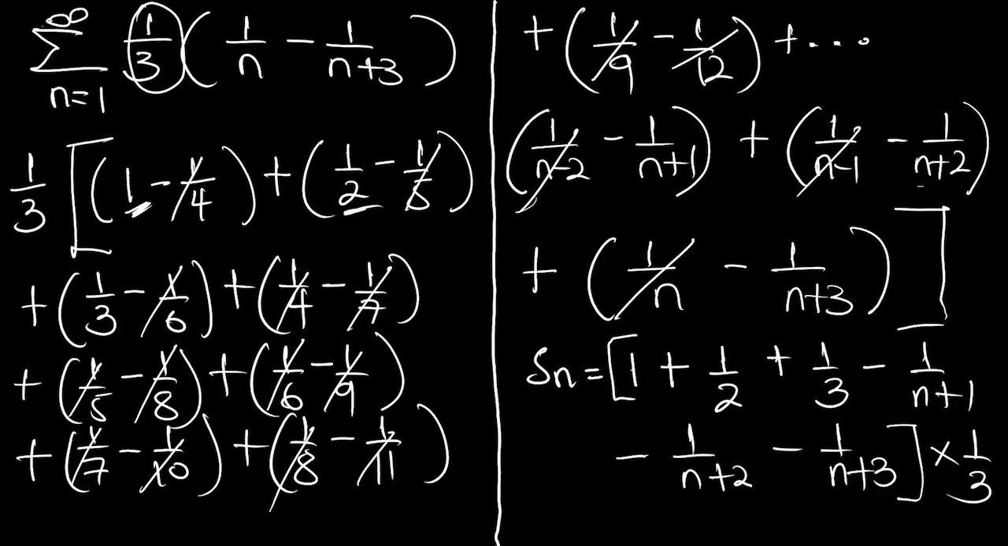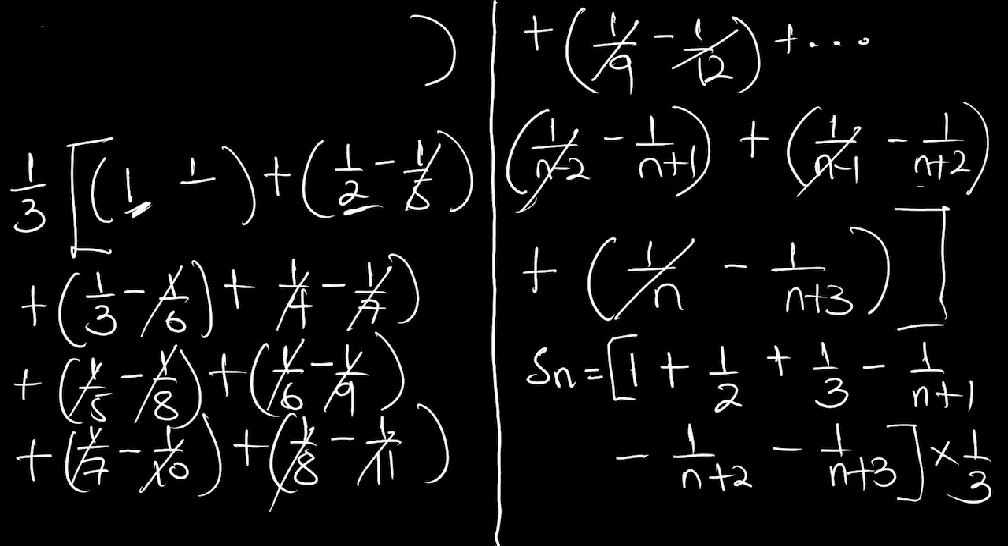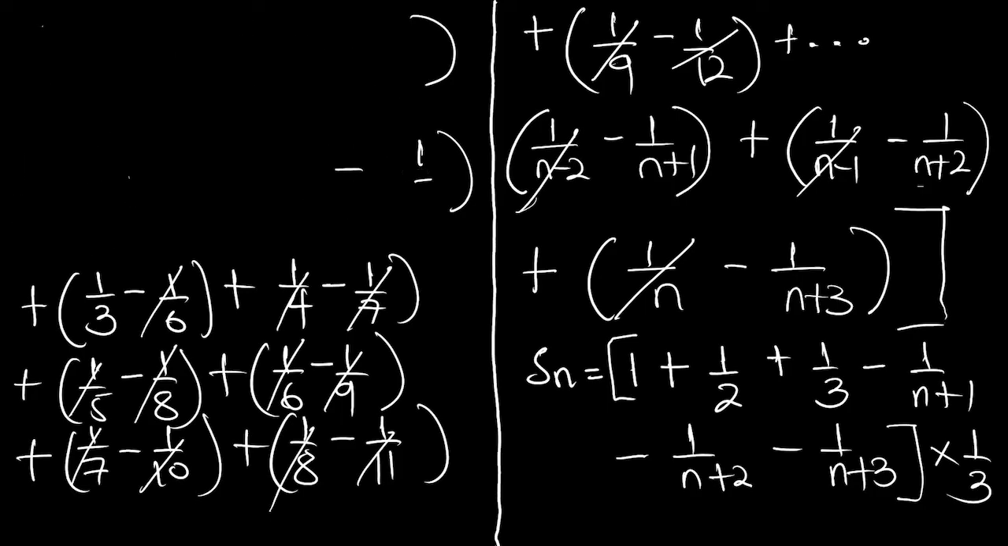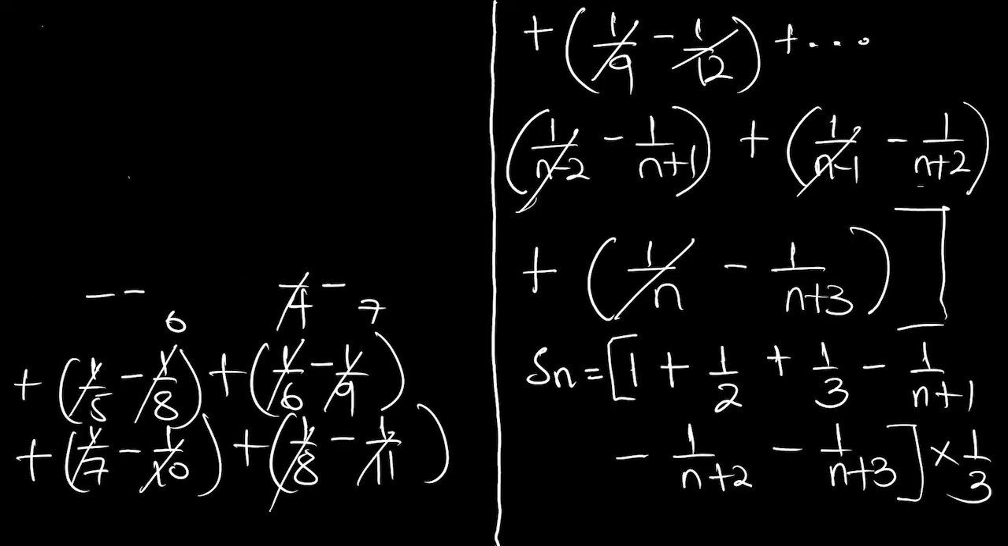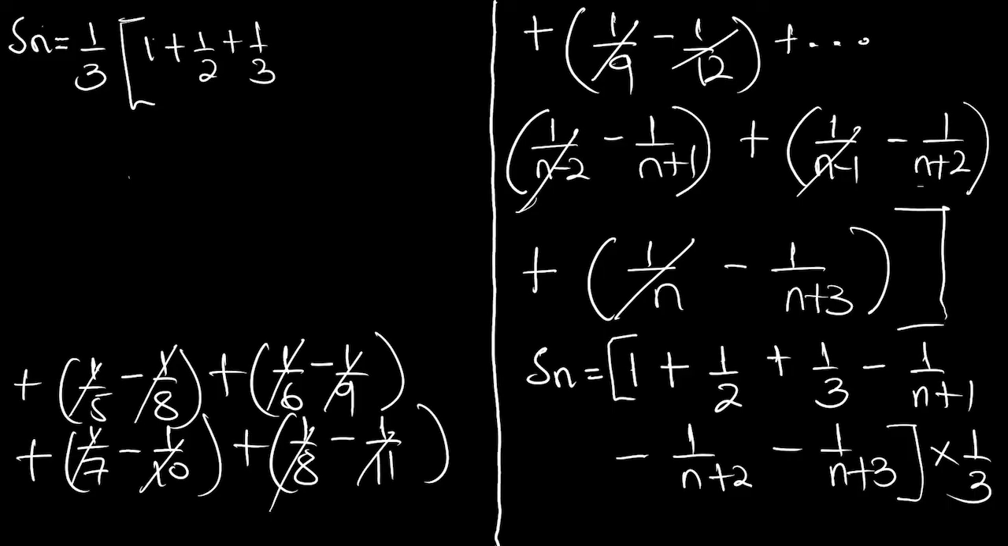Okay. Let me clear this part so that you get a working area. All right. So this is going to be the partial sum. Let me bring the 1 over 3 in front. We're going to have 1 plus half plus 1 over 3 minus 1 over n plus 1 minus 1 over n plus 2 minus 1 over n plus 3. So this is what you are going to have.